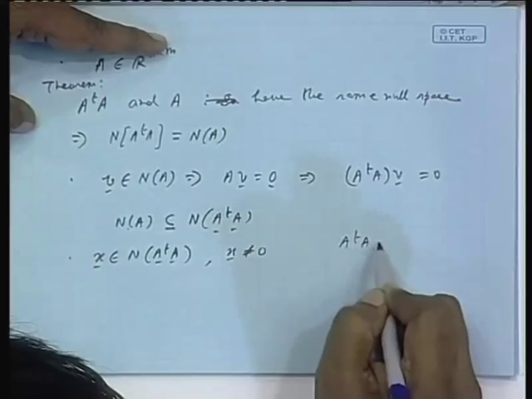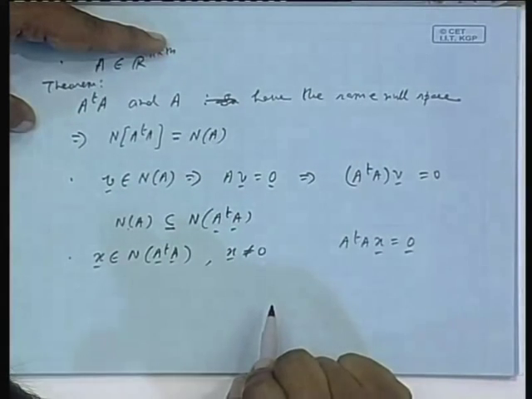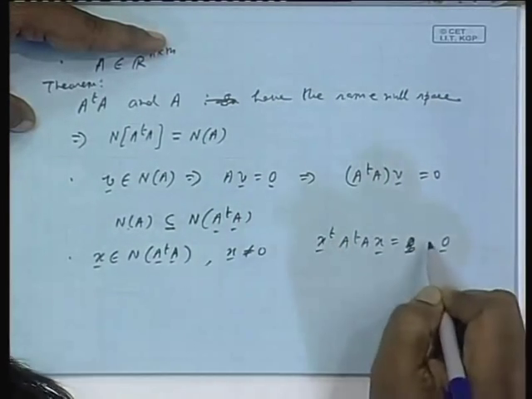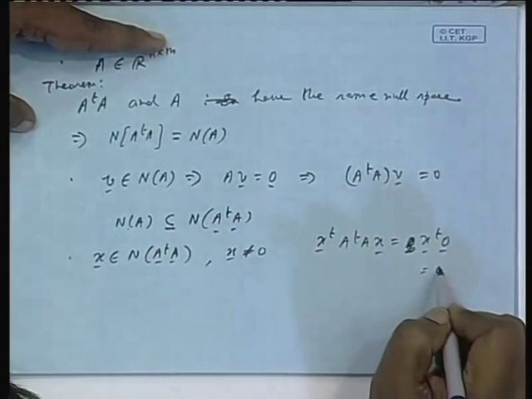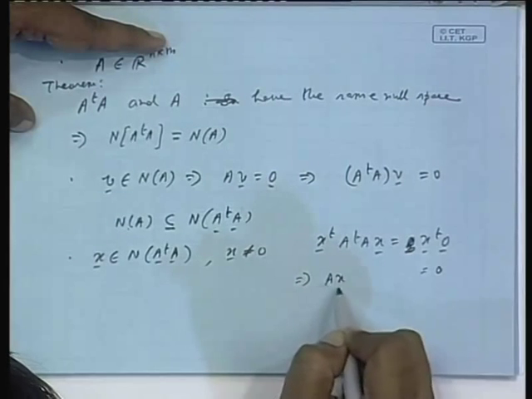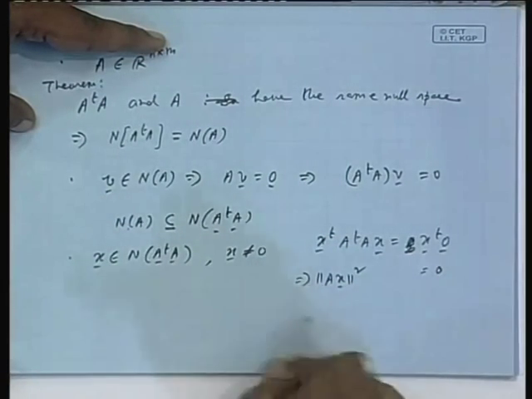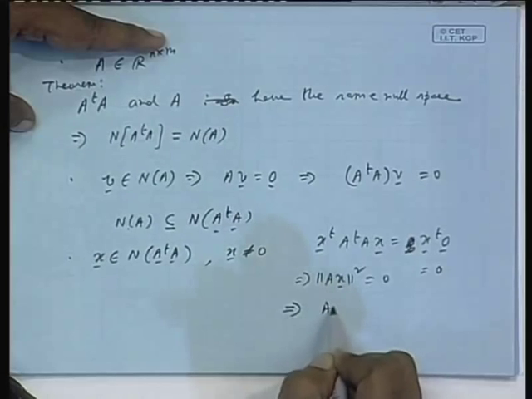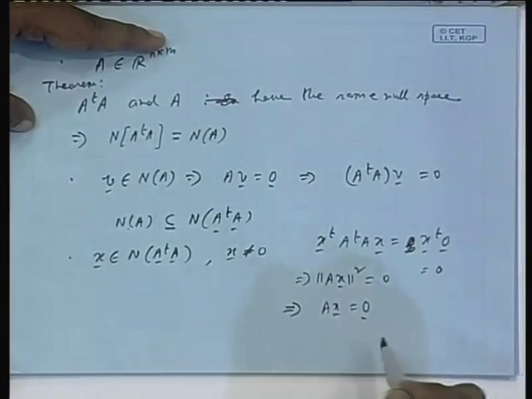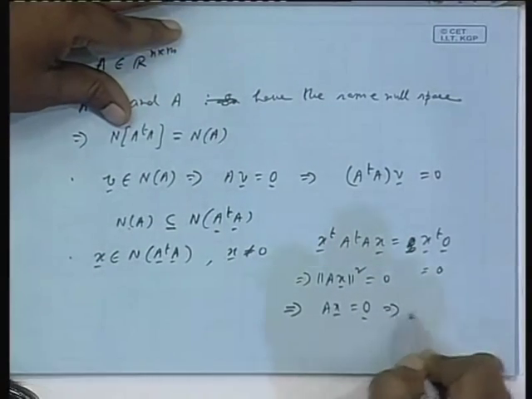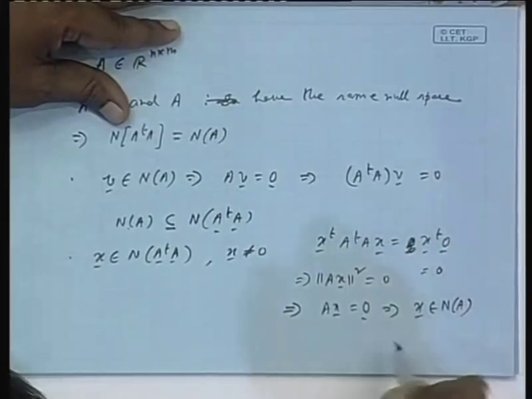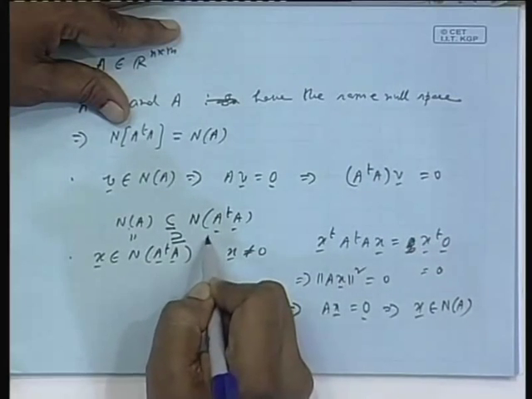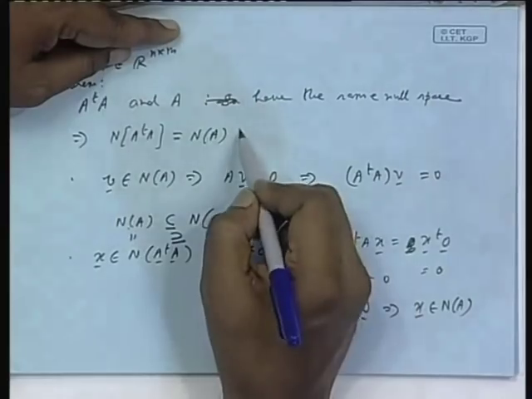This means A transpose A working on x is 0. Now if I pre-multiply this by x transpose, I get scalar 0 on the right, and the left-hand side is the norm square of Ax, in the Euclidean norm sense, equal to scalar 0. This is possible only if Ax is the 0 vector, because the norm is 0 only if the vector is a 0 vector. This means x belongs to the null space of A. So we prove that the null space of A contains this also, and that proves the claim.